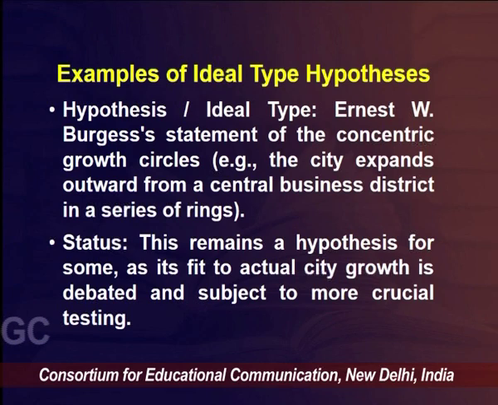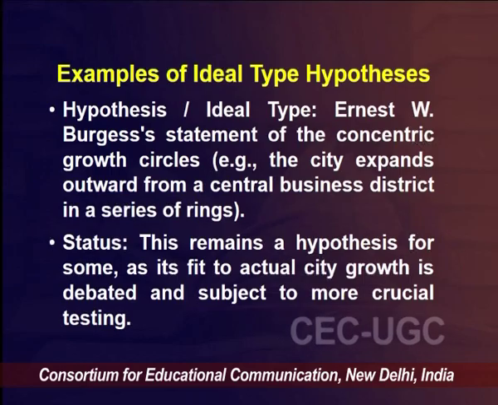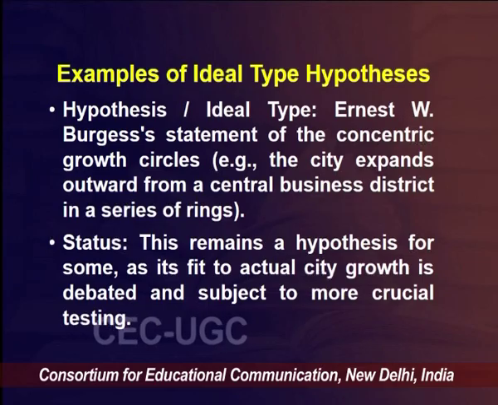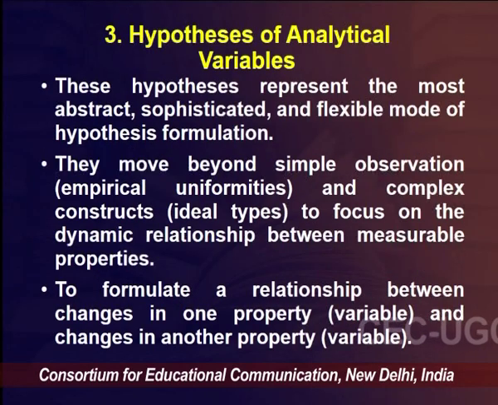The hypothesis of ideal type is used by Ernest W. Burgess in his statement of concentric growth circles. Example: the city expands outward from a central business district in a series of rings. This remains a hypothesis for some, as how well it fits actual city growth is debated and subject to more crucial testing. The third type of hypothesis is the hypothesis of analytical variable.